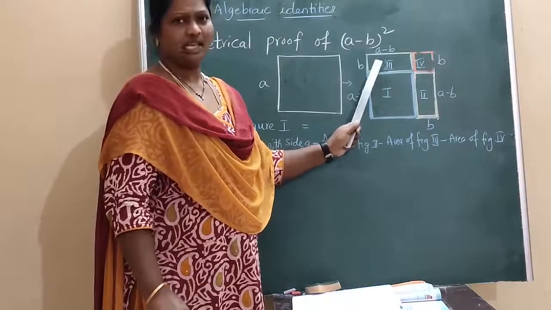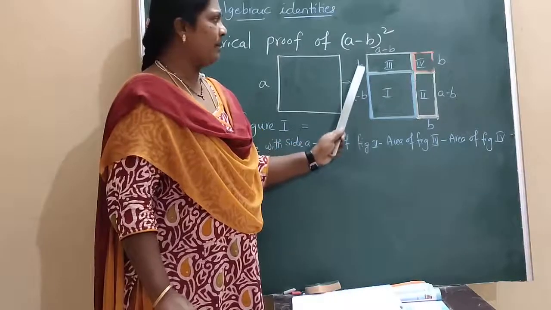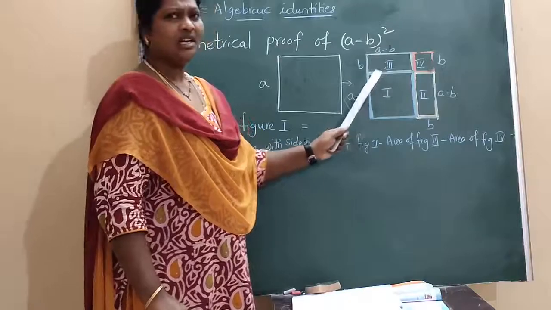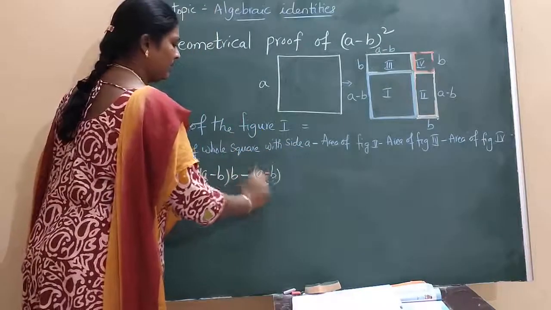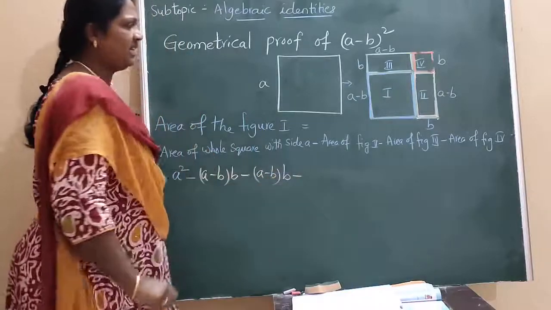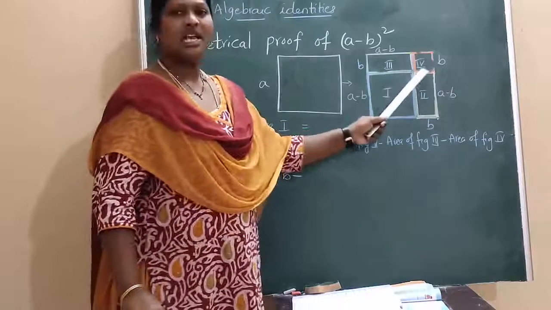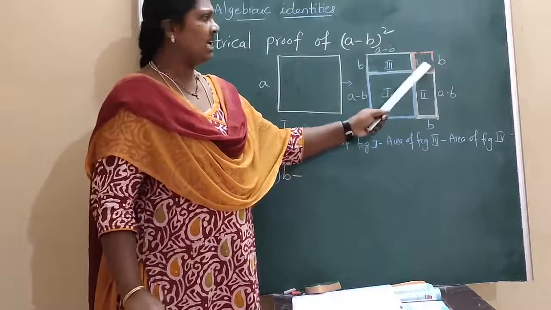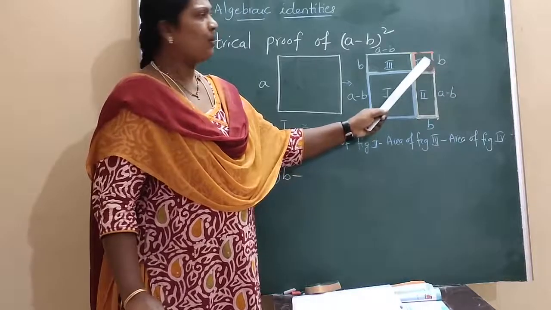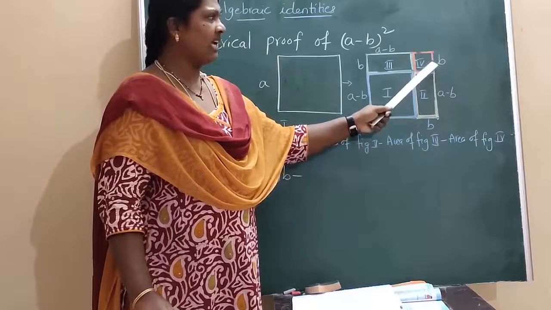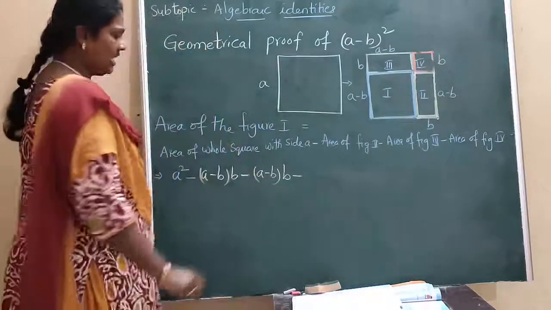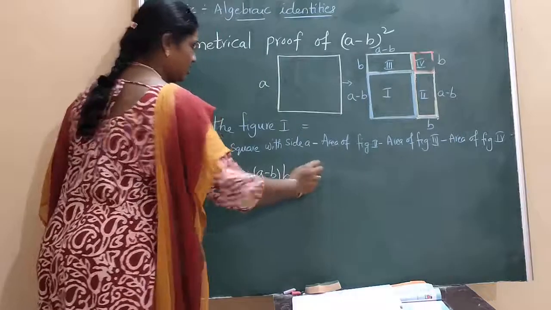Having the length A minus B and breadth B, what is the area of this figure? That is A minus B into B. And the last figure is in the shape of a square. So what is the area of this square? Side into side. What is the side here? Side is B. So the area of this square is B into B, that is B square.